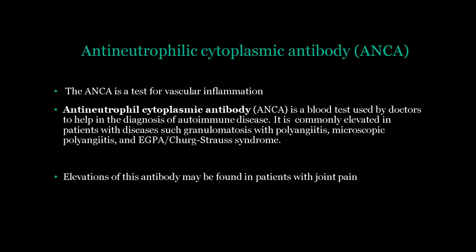The anti-neutrophil cytoplasmic antibody is a test for vascular inflammation. It's also known as the ANCA. It's a blood test used by doctors to help the diagnosis of autoimmune disease. It is commonly elevated in patients with diseases such as granulomatosis with polyangiitis, microscopic polyangiitis, EGPA, and Sjogren's syndrome. Elevation in this antibody can be found in patients with joint pain.